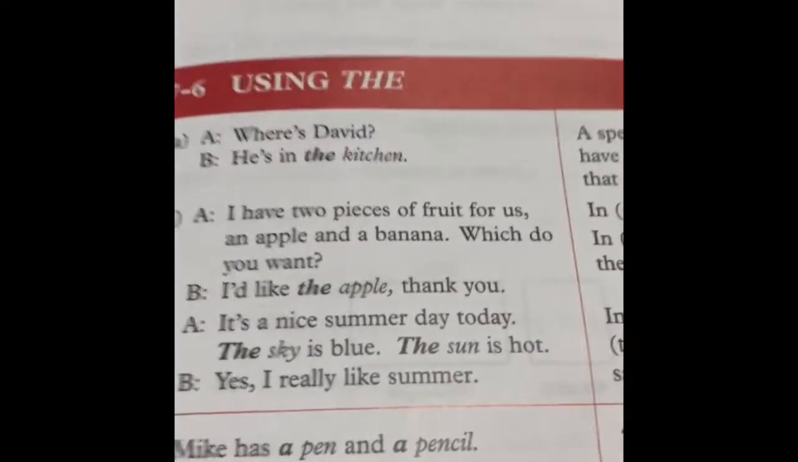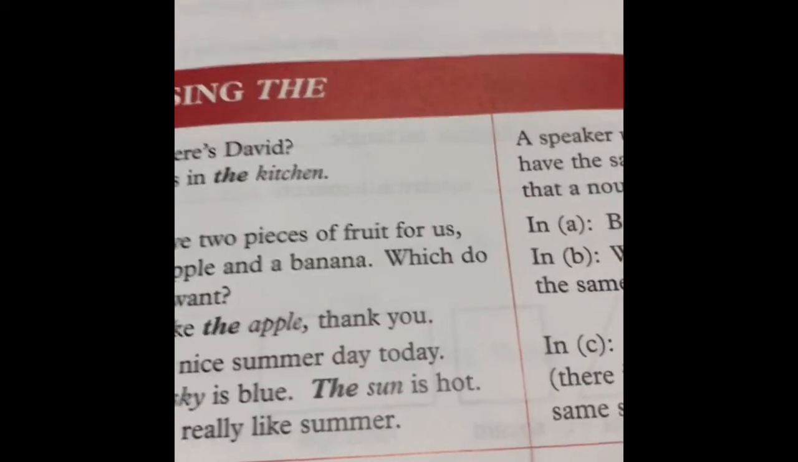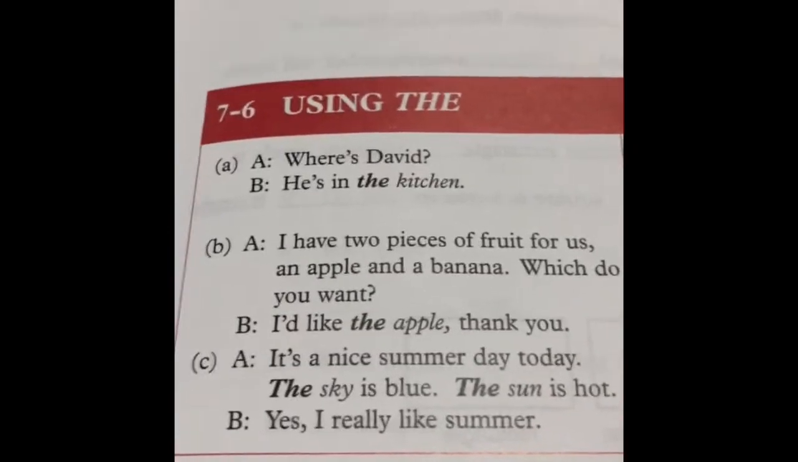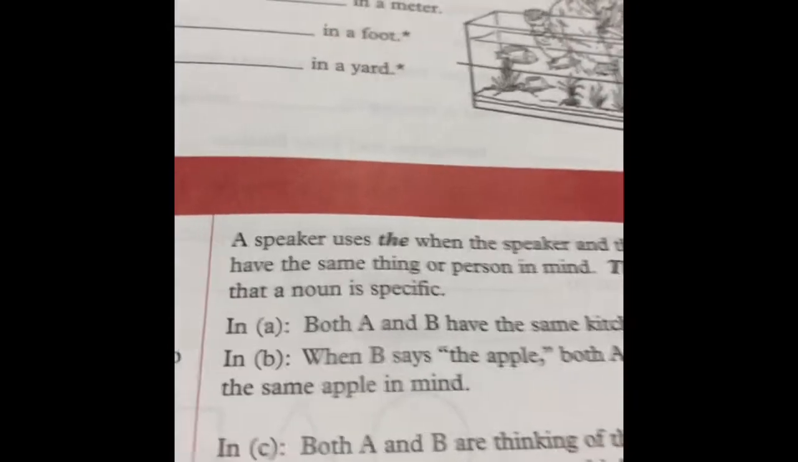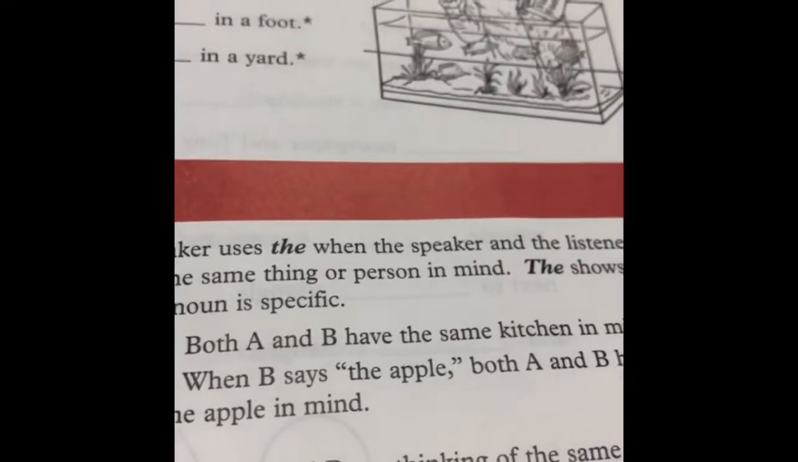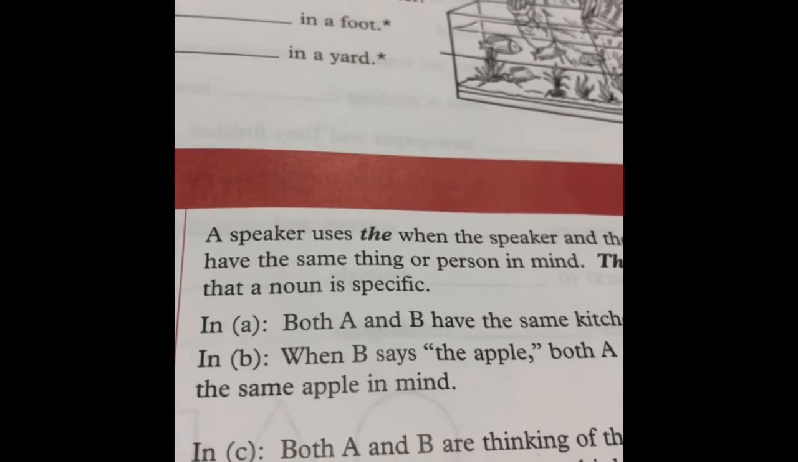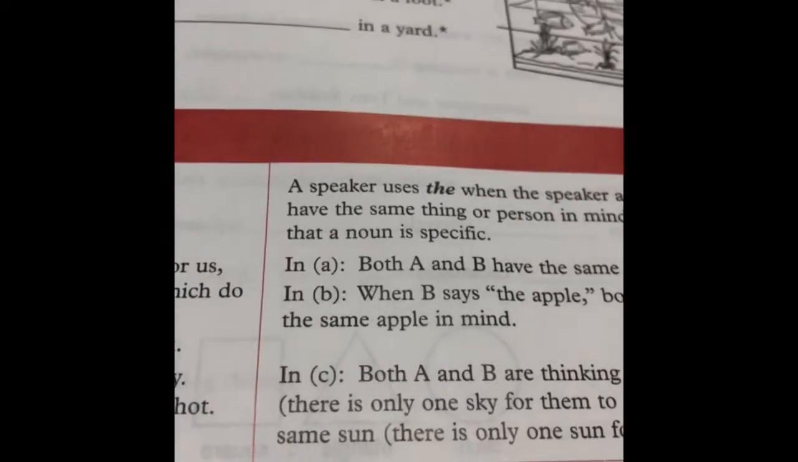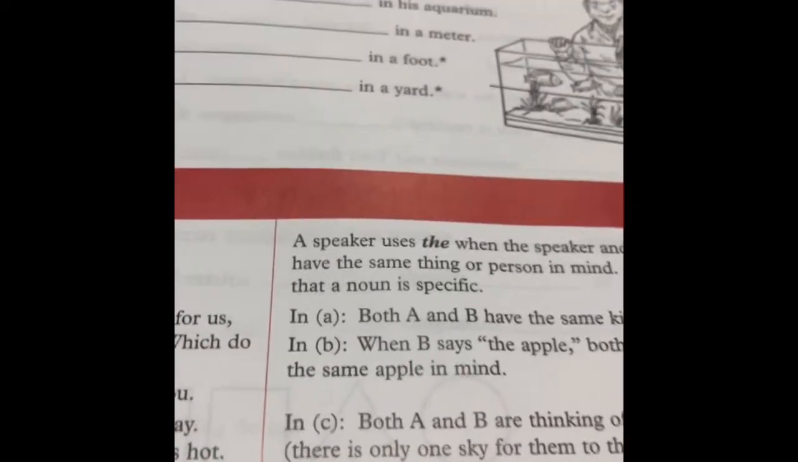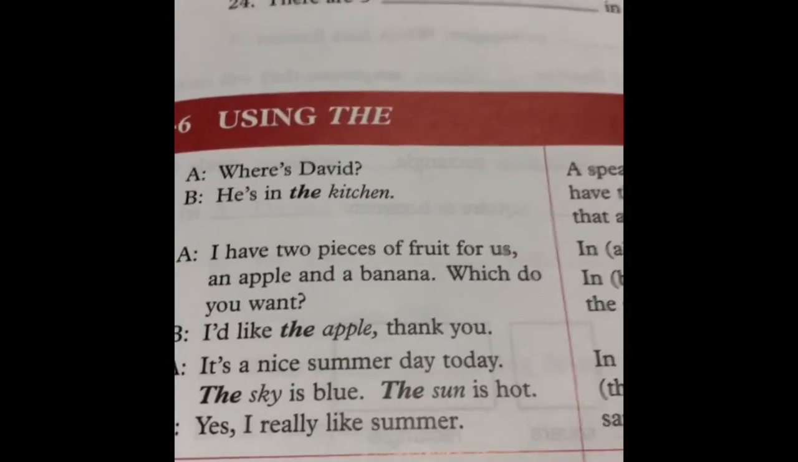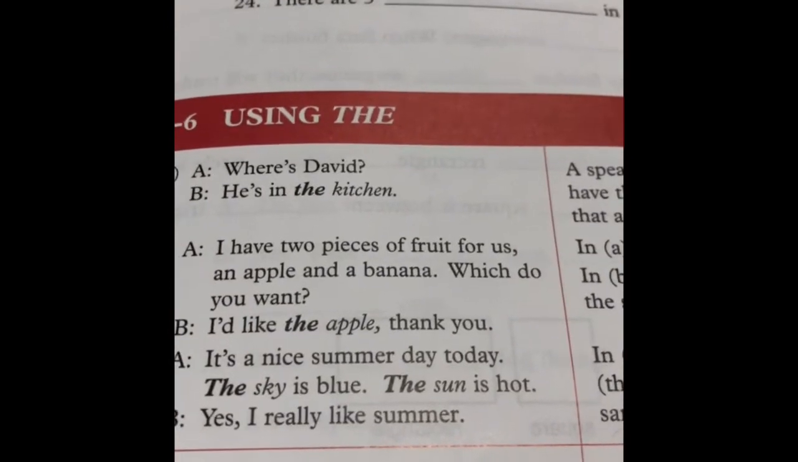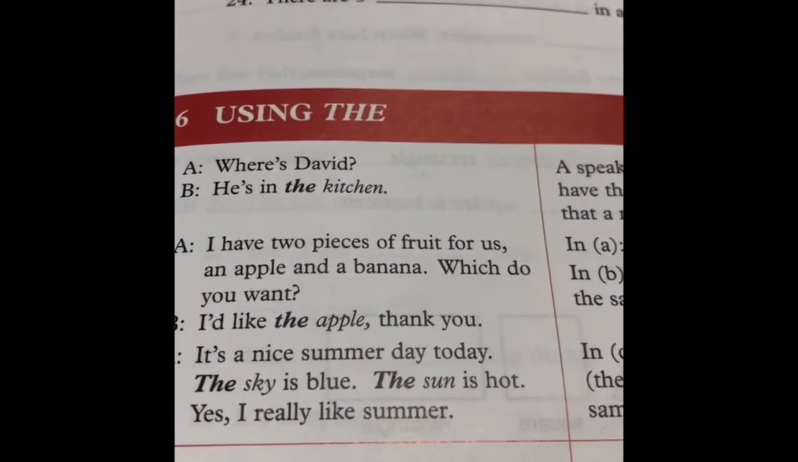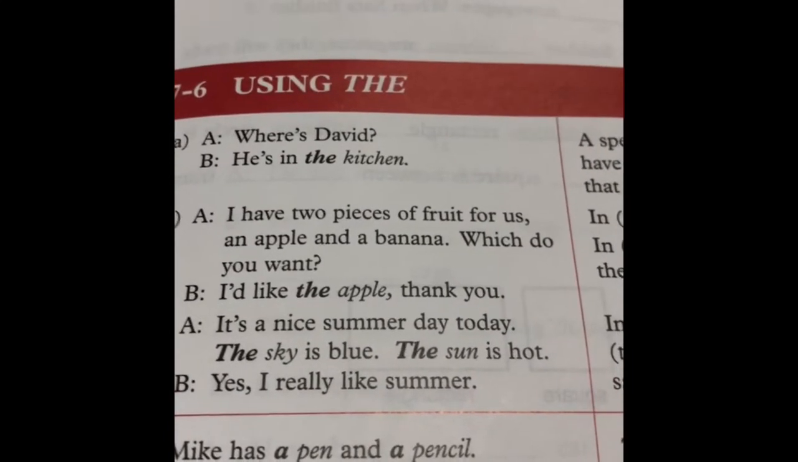خلينا نحكي شوي عنها. Where's David? He is in the kitchen. We use the when the speaker and the listener have the same thing or person in mind. The shows that a noun is specific. يعني نحن عم نحكي عن شخص محدد أو شيء محدد. I have 2 pieces of fruit for us. An apple and a banana. Which do you want? I'd like the apple. Thank you.